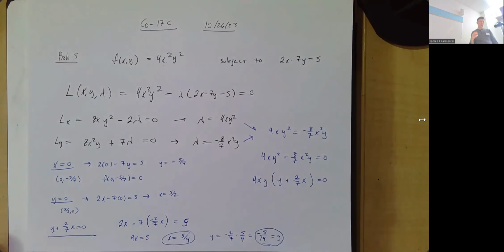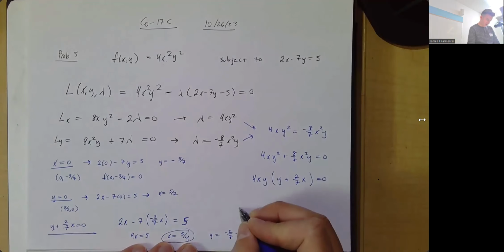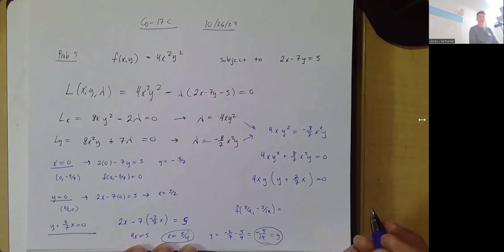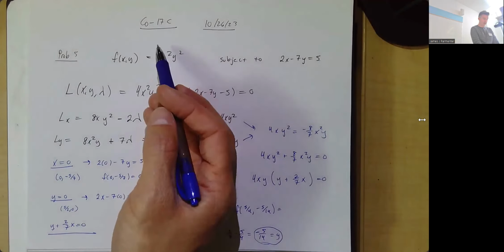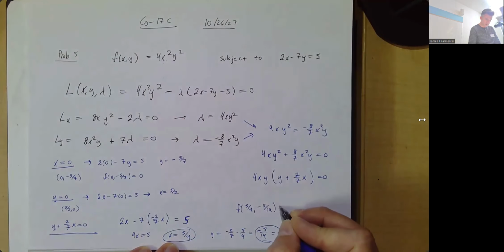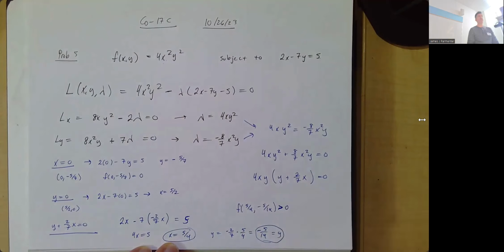I don't really want to plug that into the function and get something. Is that right? Negative 5/14? Yeah, that's right. But I know that if I plug that in, f of 5/4 comma negative 5/14 is definitely not 0. It's definitely bigger than 0, because in x squared times y squared times 4, if x and y are not 0 each, that's going to be positive.